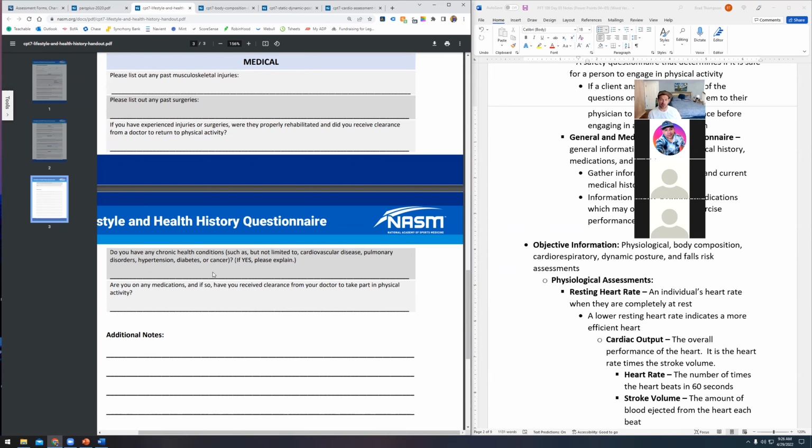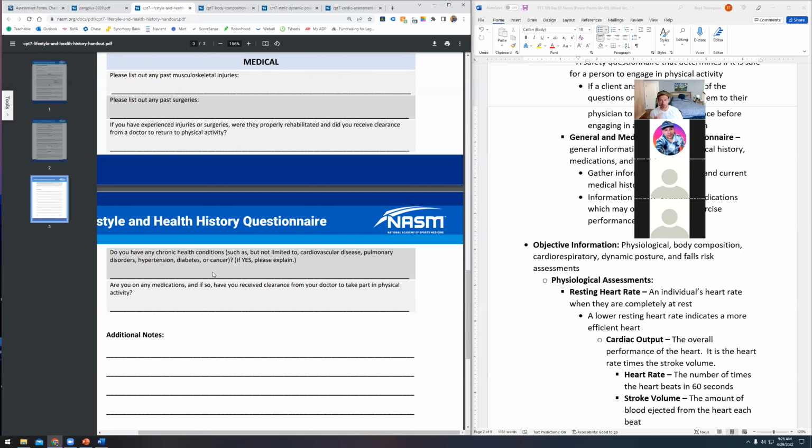If they tell me they're on a beta blocker, which lowers heart rate and lowers blood pressure, and then I go give them a cardio assessment, and all of a sudden they crush it, they're over there breathing their butt off, but their heart rate's kind of low. Like I'm like, hey, you scored super high, I'm gonna make you do some wind sprints next time I work with it.